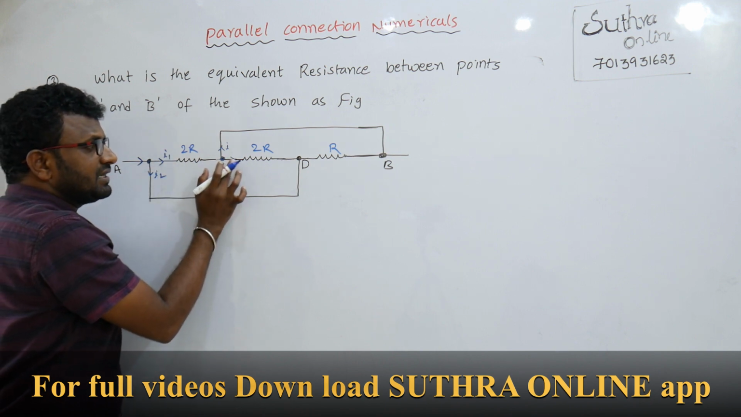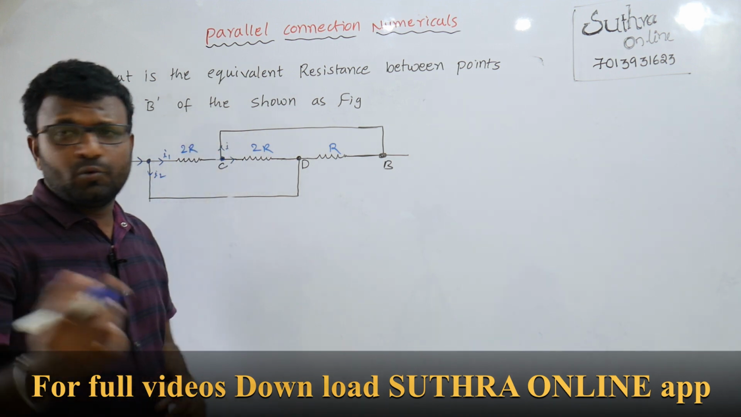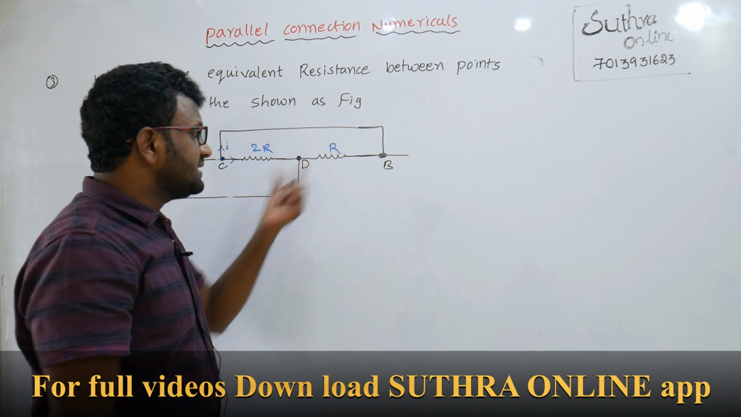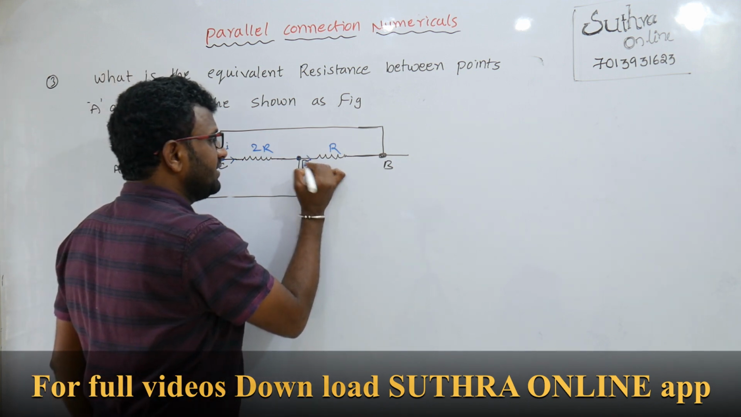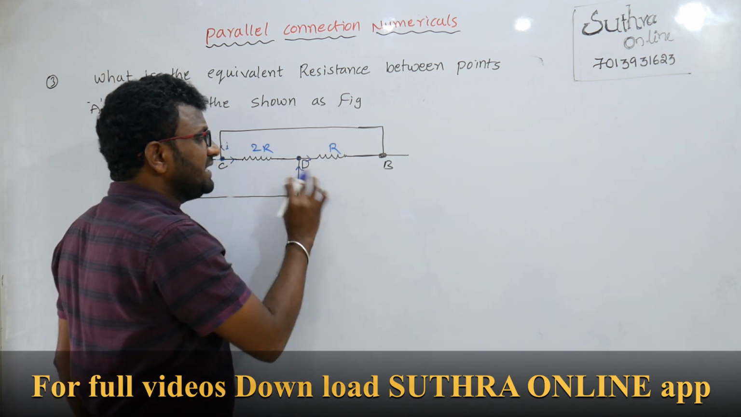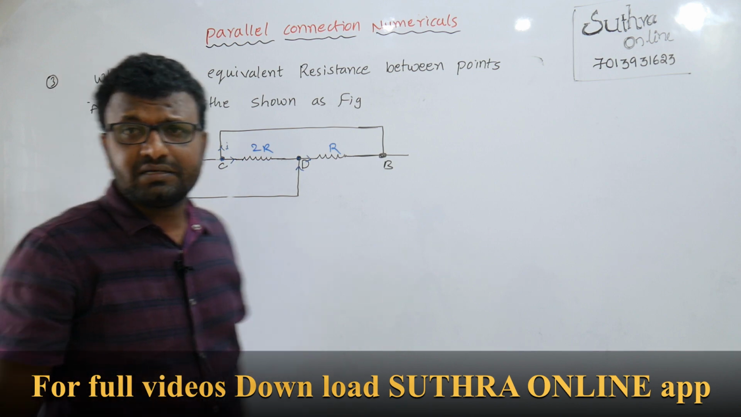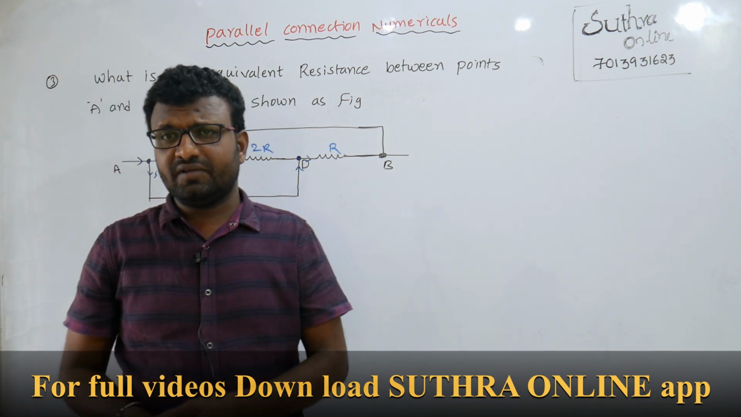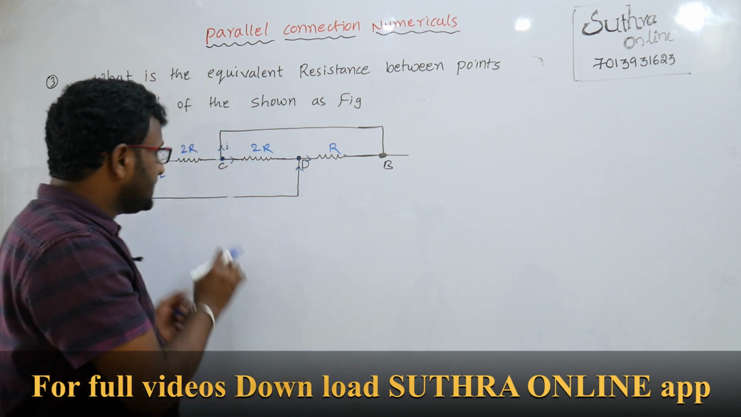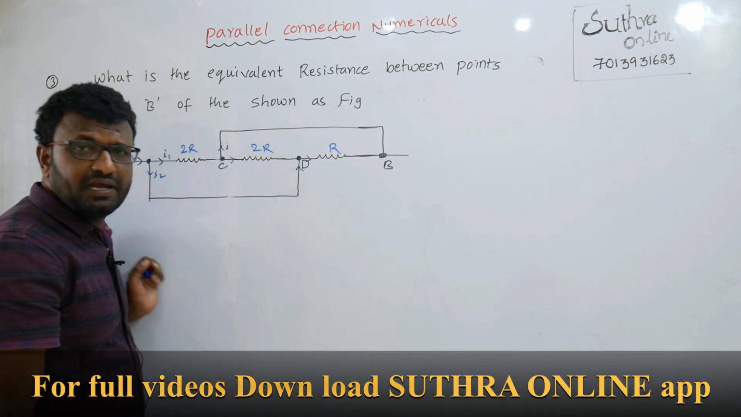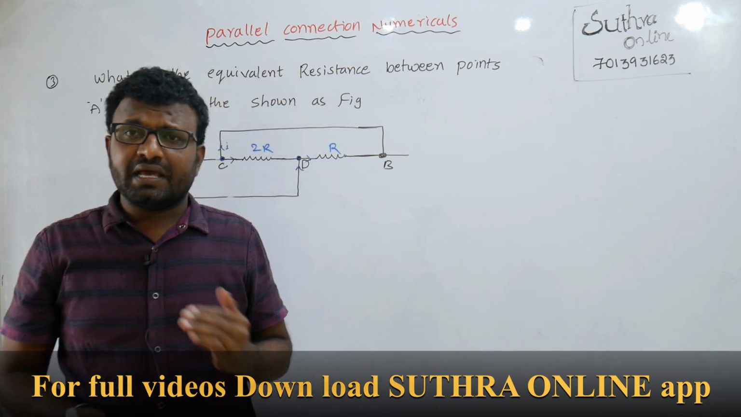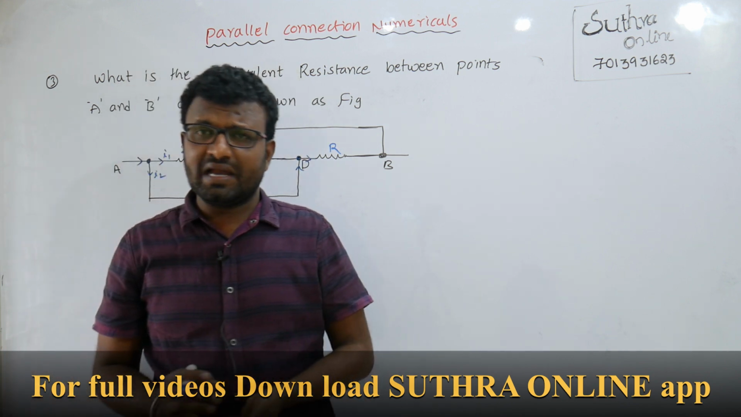So when it comes here, that current again divides into two parts. Again when it comes to this junction, the current is divided here also. So that means through each resistor, through each resistance, the current will be different. When the current is different, what does it mean? Those three resistances are connected in a parallel connection.